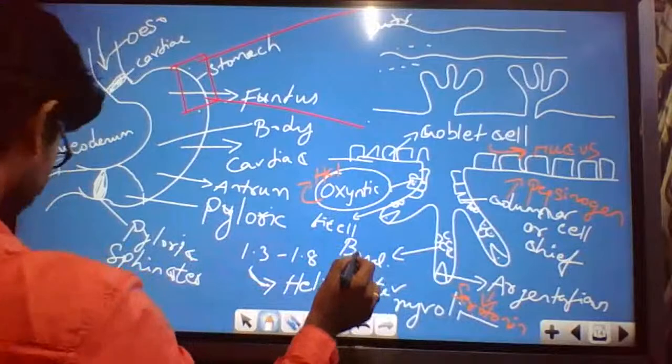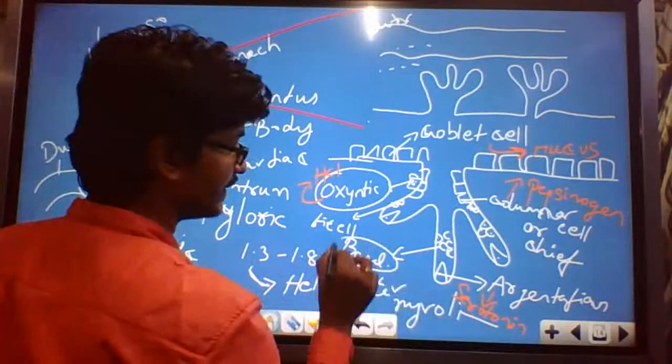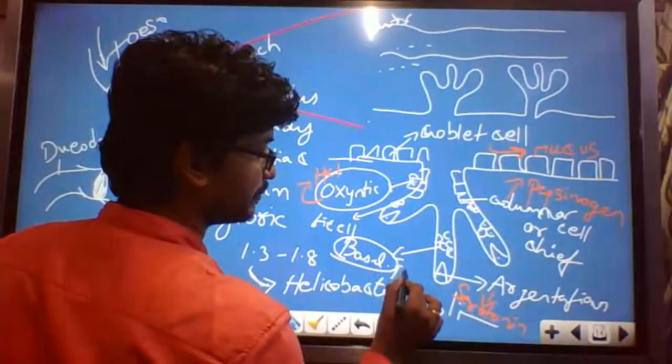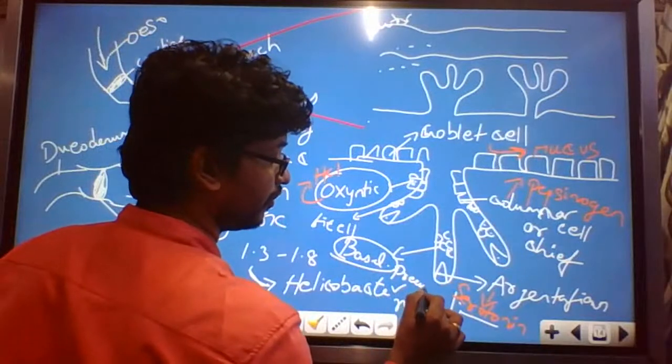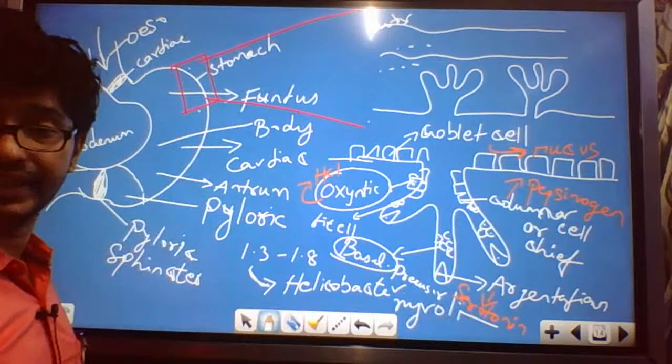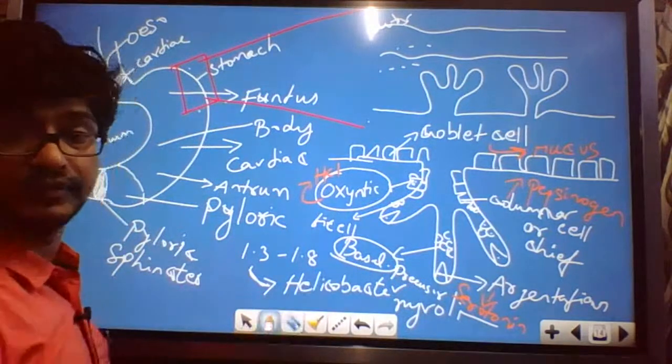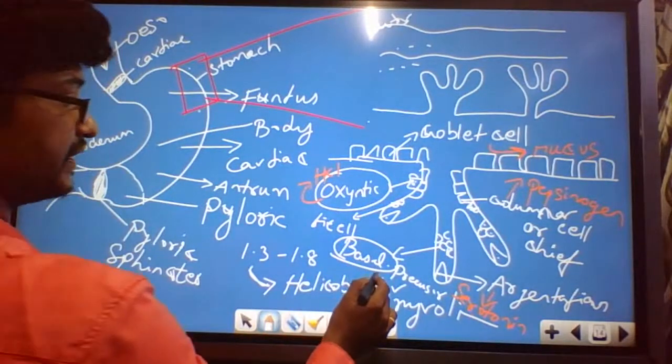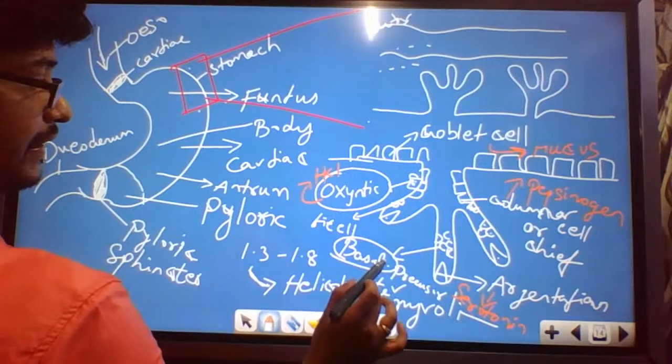And the basal cells. You can see the basal cells. Basal cells are acting as precursor cells. Precursor means this is responsible for the production of all other types of cells. How are all the types of cells getting formed? They are formed from the precursor cells, which are called basal cells.